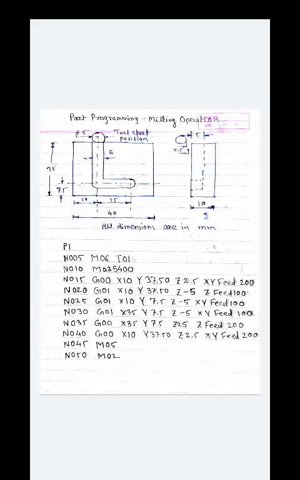The next step is that we are going to move the tool to a designated position, the initial position. So the next step is N015, G00, that is for rapid traverse. You can see the coordinates X10, Y37.50, Z2.5. And the XY feed is 200 mm per minute.